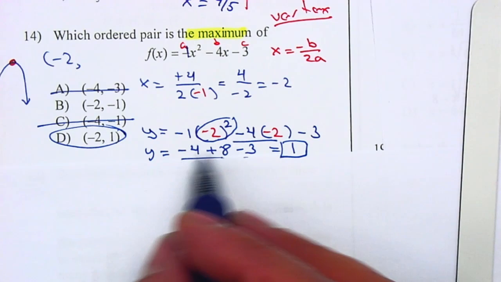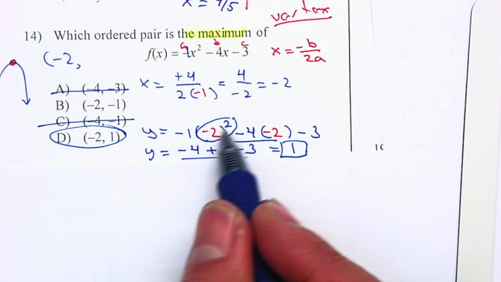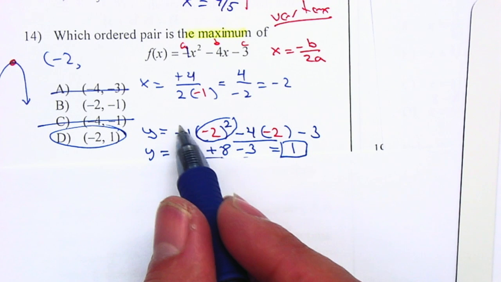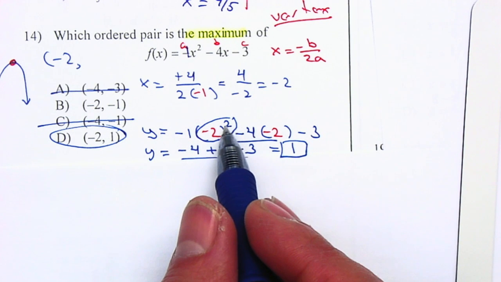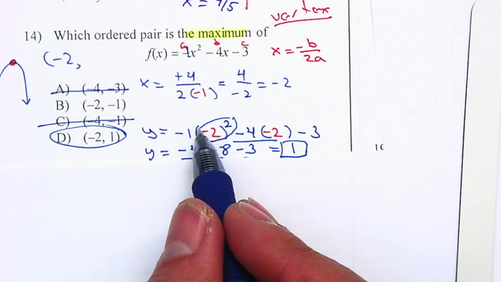Be careful. Some of you are making little mistakes, especially when you square. You have to square this first and then multiply by the negative 1. You can't multiply and then square. Order of operations tells you to do exponents first and then multiplication.